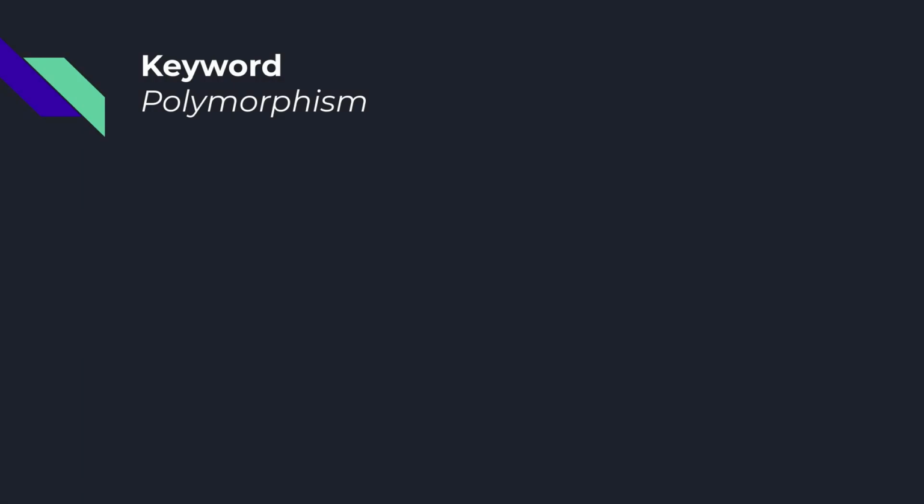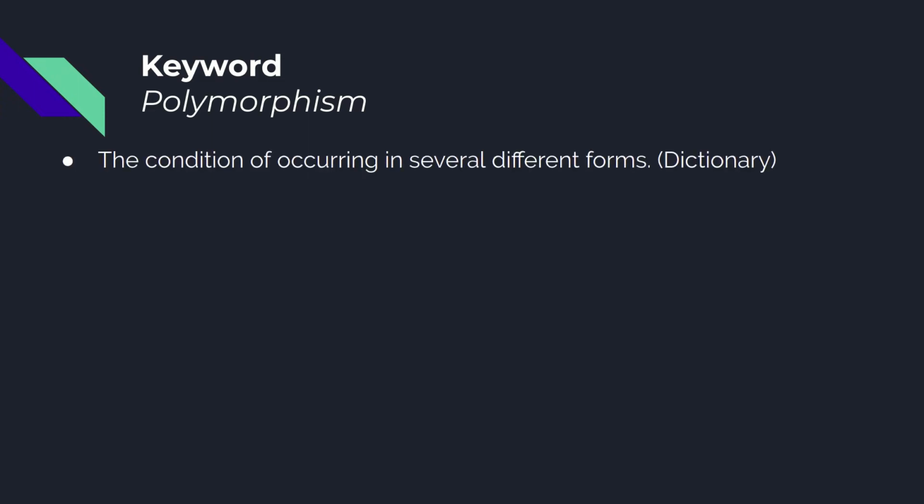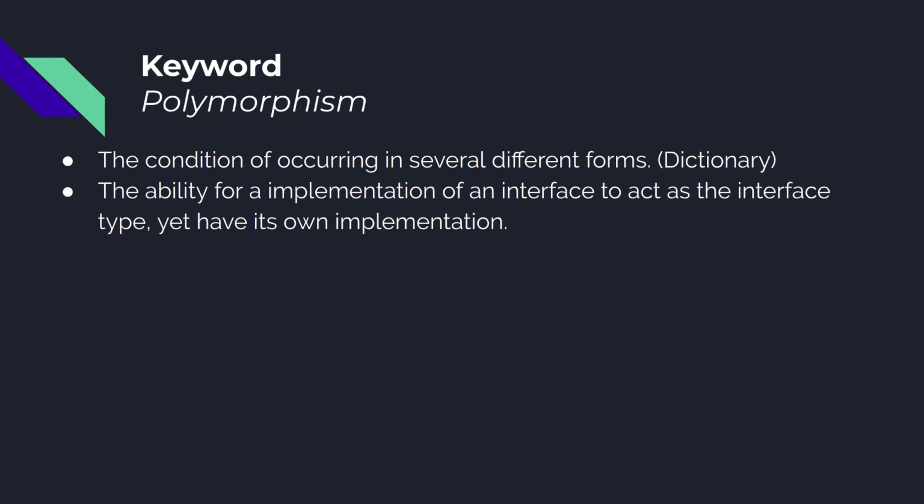Now the big part here is polymorphism. This is actually a key point of SJSU-Dev2 and is what enables its ability to be used across many other platforms, many other microcontrollers. So polymorphism is the condition of occurring in several different forms. This is a dictionary definition. When it comes more to the CS definition, it is the ability for an implementation of an interface to act as the interface type, yet have its own implementation.